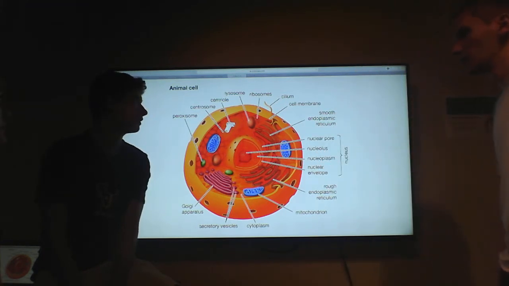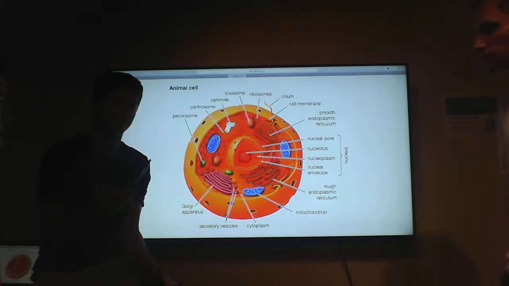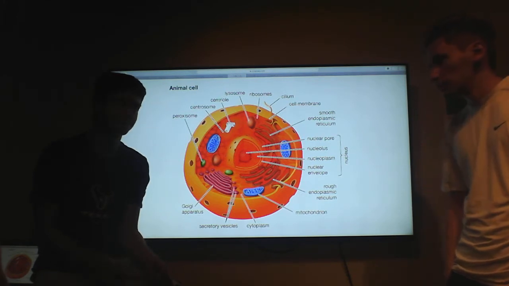Right. And something else that is similar to a lysosome is the peroxisome. Their job is they usually contain one or more enzymes which can oxidize fatty acids as well as amino acids.